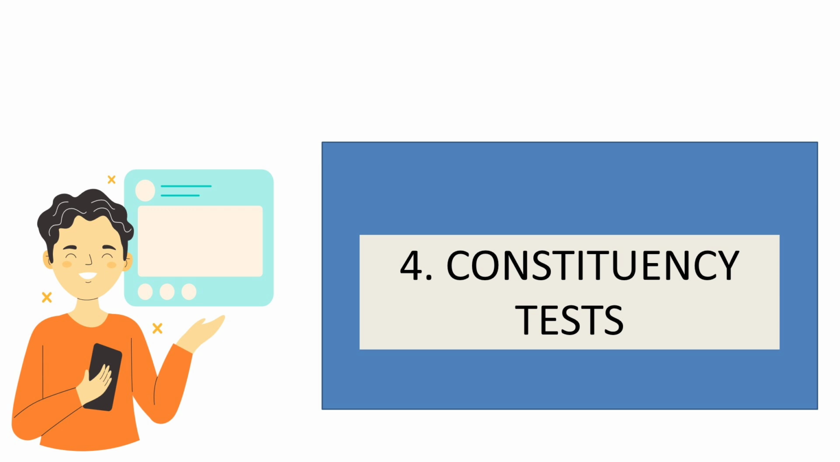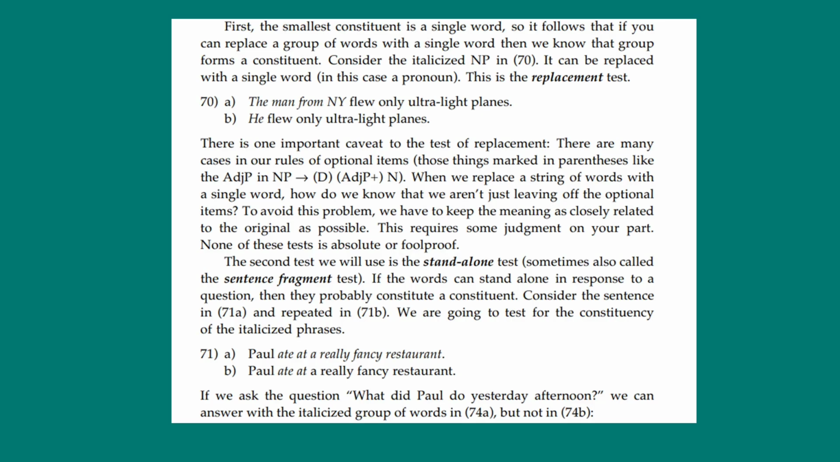Now let's discuss our rule number 4 on constituency tests. First, the smallest constituent is a single word. So it follows that if you can replace a group of words with a single word, then we know that group forms a constituent. Consider the italicized NP in 70. It can be replaced with a single word, in this case a pronoun. So this is the replacement test. The man from NY flew only ultralight planes, so he flew only ultralight planes. There is one important caveat to the test of replacement.